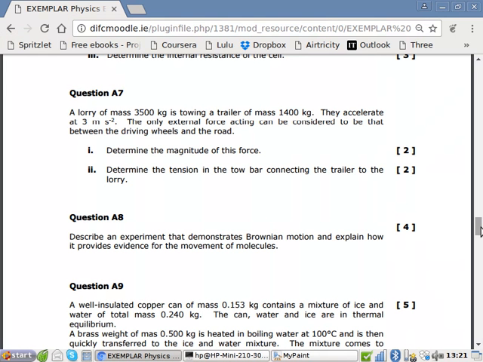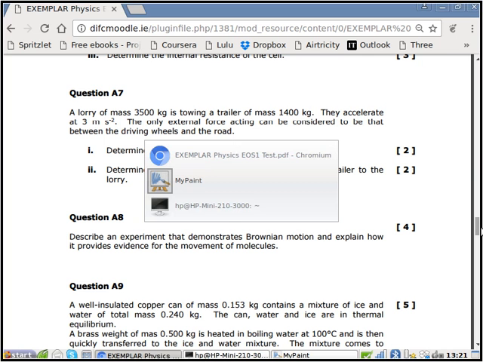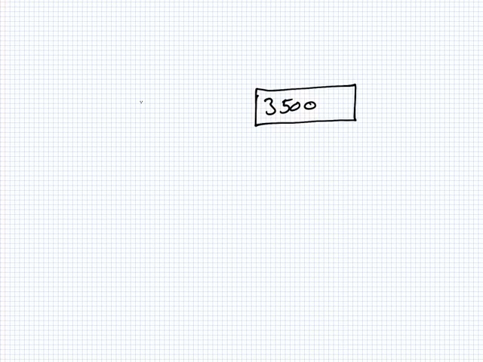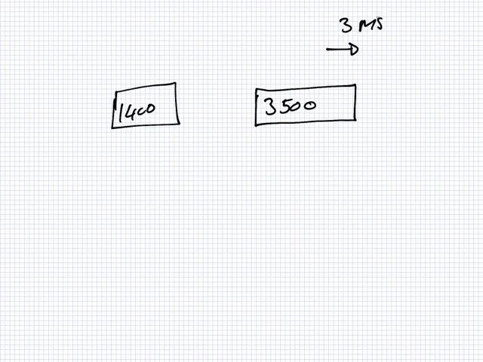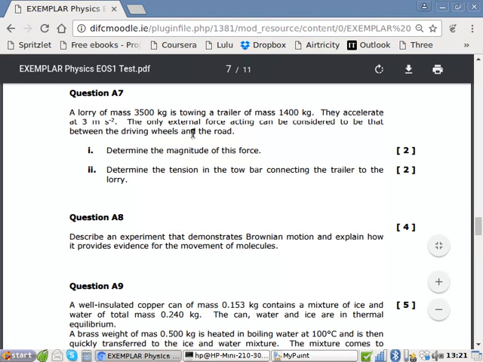A lorry of mass 3,500 kilograms is towing a trailer of mass 1,400. So the first one here, this is 3,500. And this one here is 1,400. And the acceleration here is 3 meters per second squared. Could you just explain the verb towing? Pulling. That's all it is.